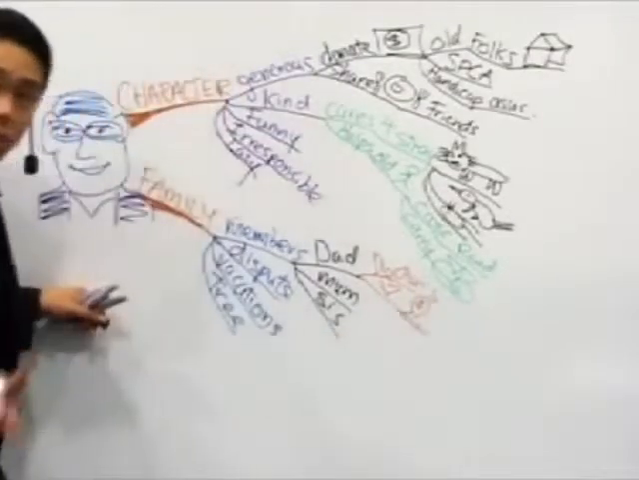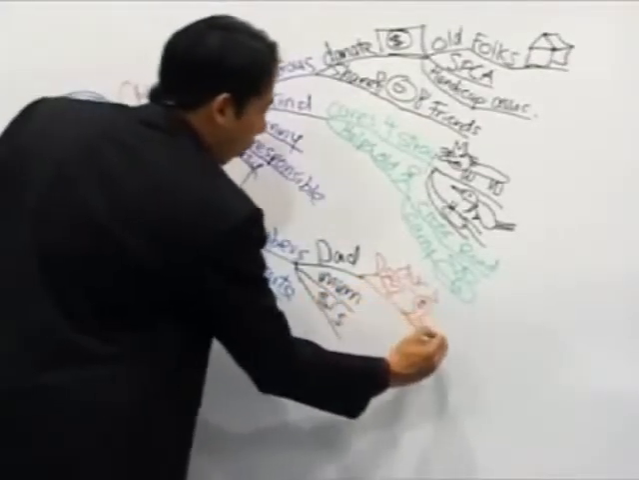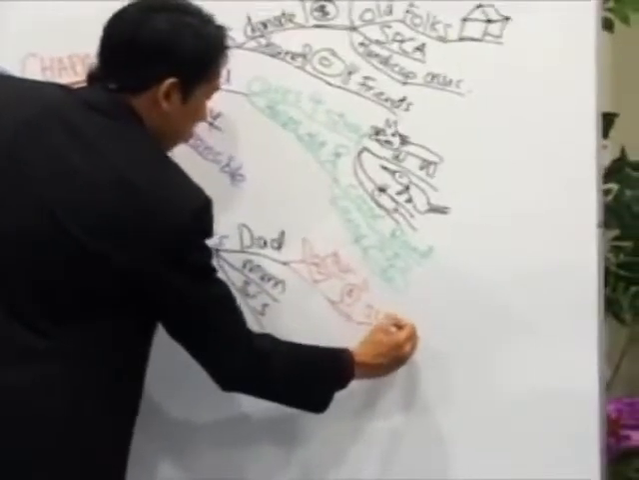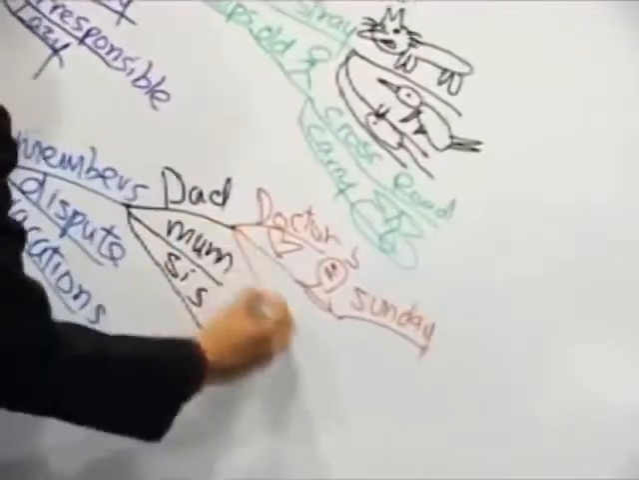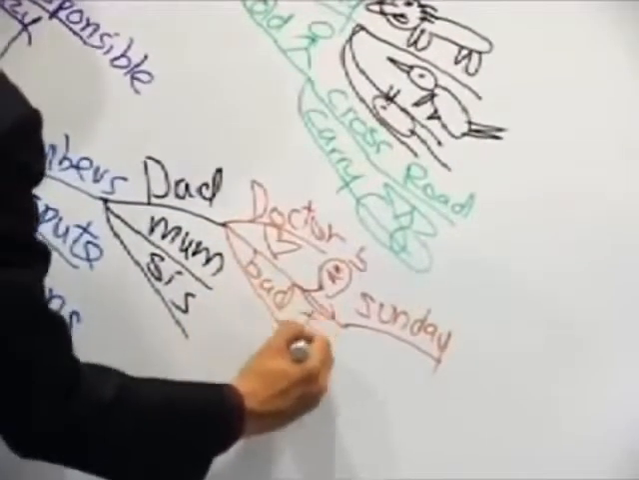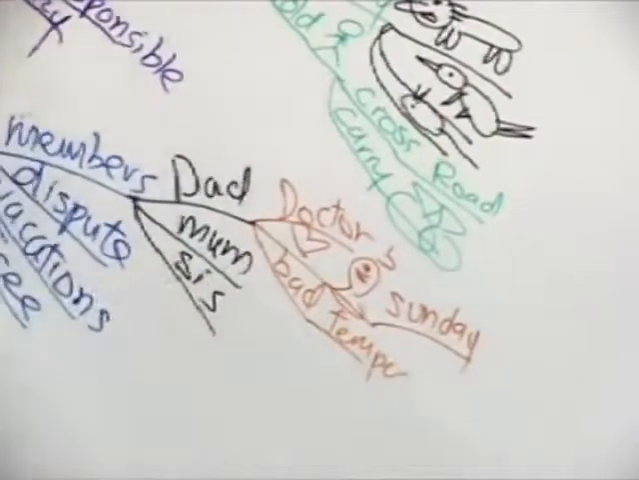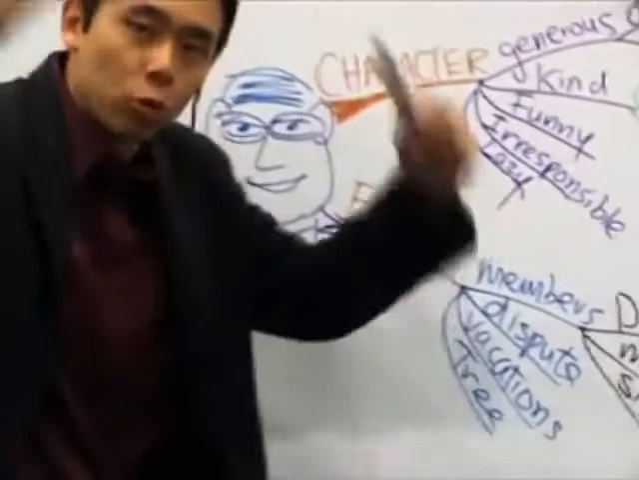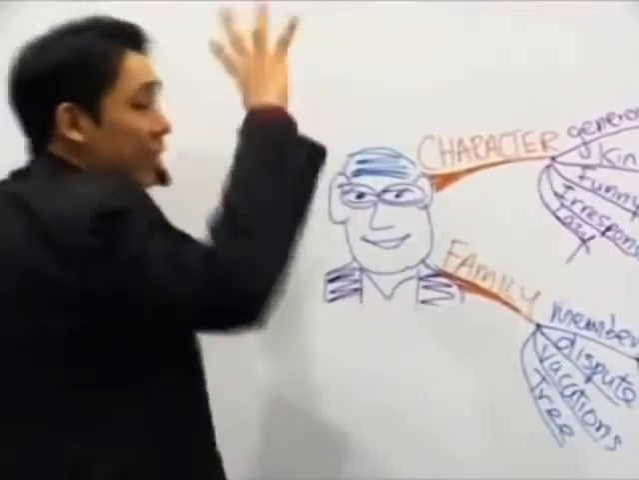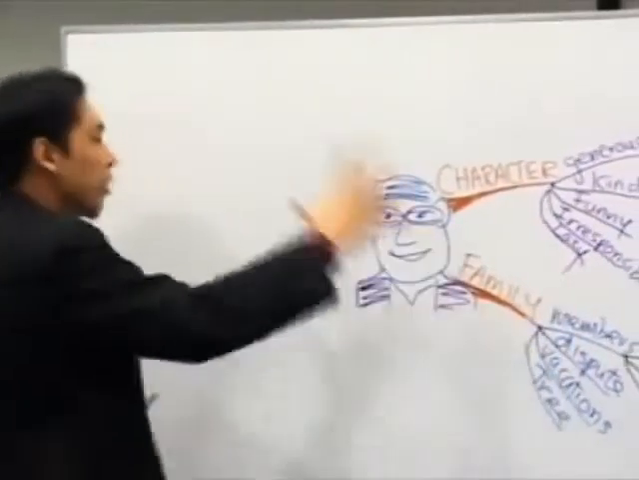Okay, notice I'm using symbols over here. Loves fishing on Sunday. Okay, the dad has a bad temper, alright, so bad temper. Does this make sense? So as you develop a mind map, you branch out and you go further and further into more and more details. Again, once you complete this entire section, what do you do? You go on to the next subheading.